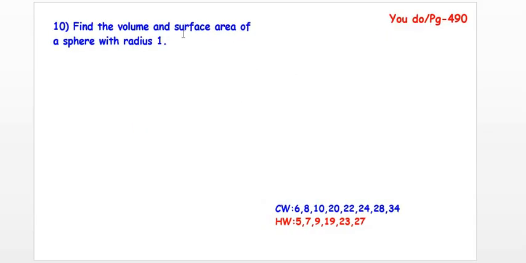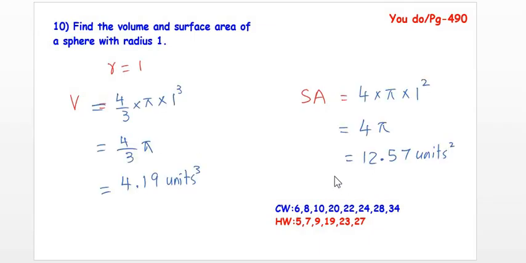Here it says find the volume and surface area of a sphere with radius 1. So the value of the radius is given as 1. Simply write what is the formula for the volume, what is the formula for the surface area, substitute the value of the radius, and get the answers. So here are both the answers. The volume is becoming 4.19 cubic units, and the surface area is becoming 12.56 square units.